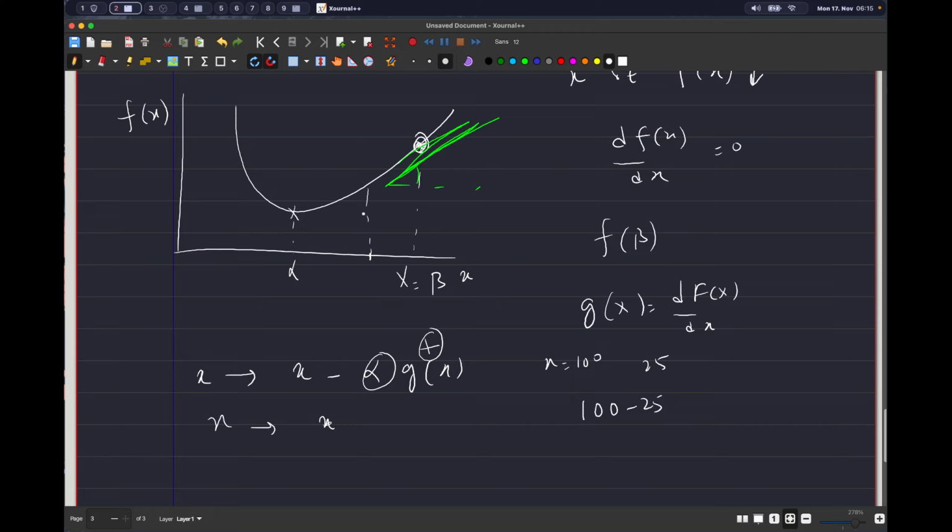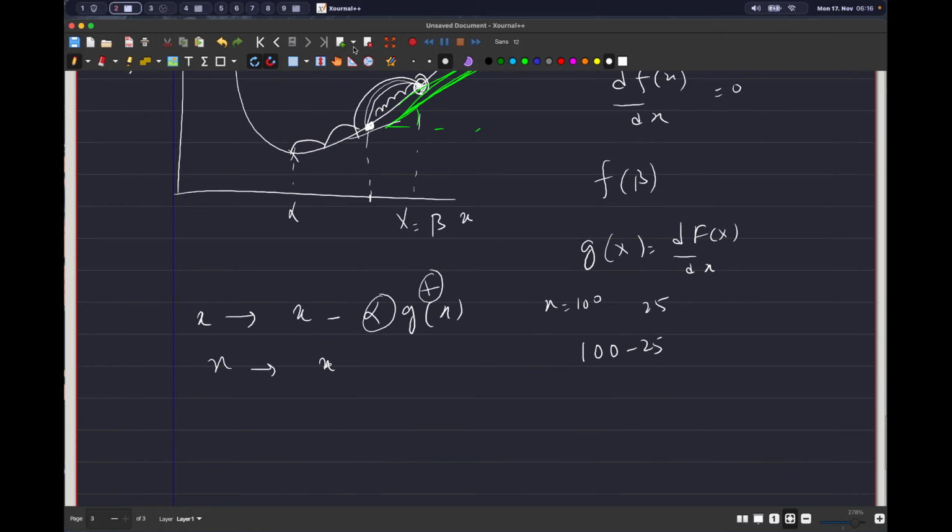Now we repeat those steps again. At this point again the slope is positive, so in the next step x will reduce by some amount based on the learning rate. Learning rate basically identifies the steps, how big of a step you take in each iteration. If your learning rate is small, x will update very slowly. If your learning rate is large, it will update very fast.